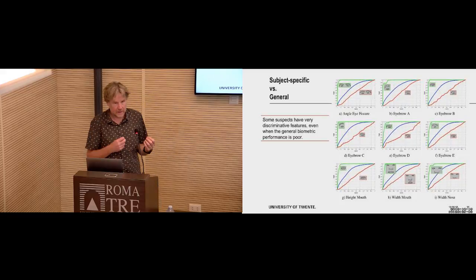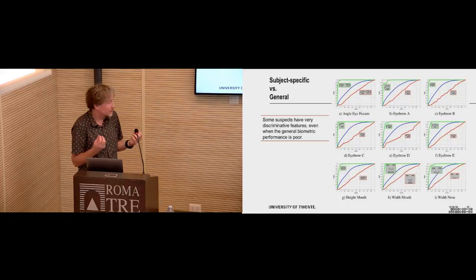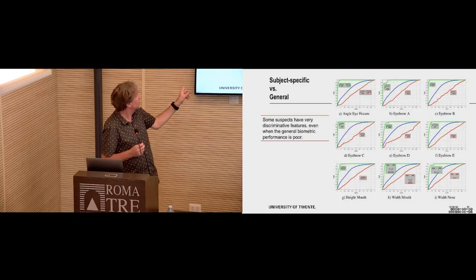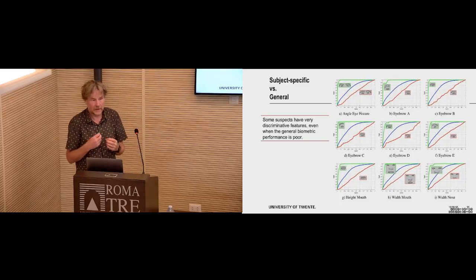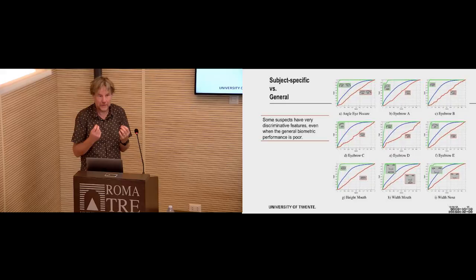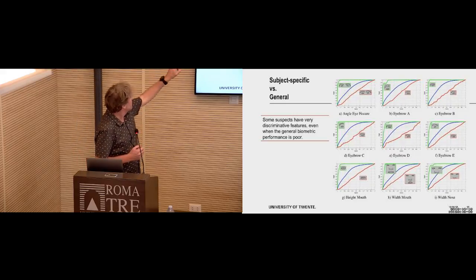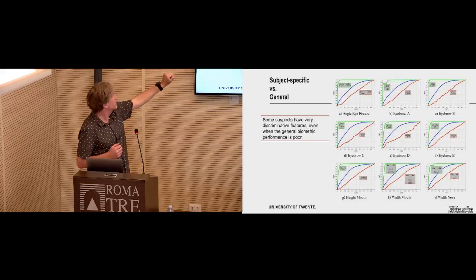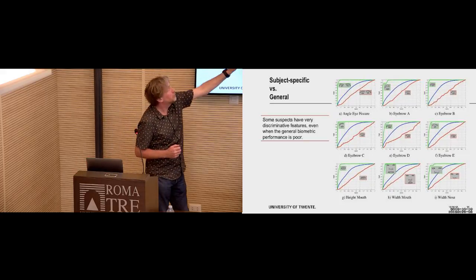So that means that in contrast to what we do in biometric face recognition, in the forensic case, it pays off if you have enough data. Some suspects have very discriminating features, even when the general biometric performance is poor.